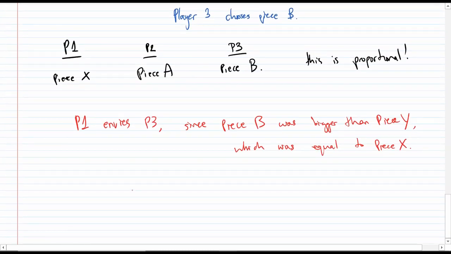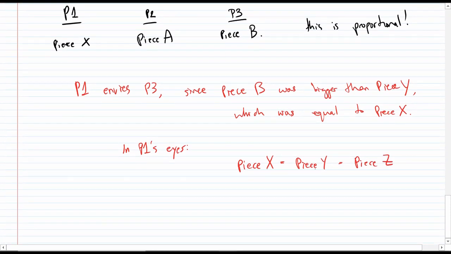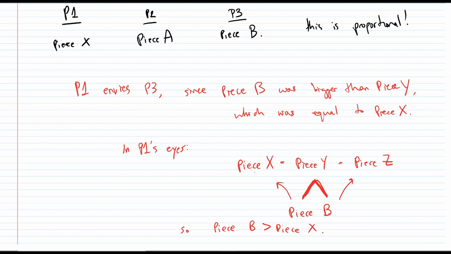So again, in P1's eyes, piece X equals piece Y equals piece Z, but piece B was gotten by just adding on to piece Y. So piece B was bigger than piece Y, and therefore it's also bigger than piece X and piece Z. So piece B is bigger than piece X. All right, and there you have it. That's Steinhaus's proportional procedure.